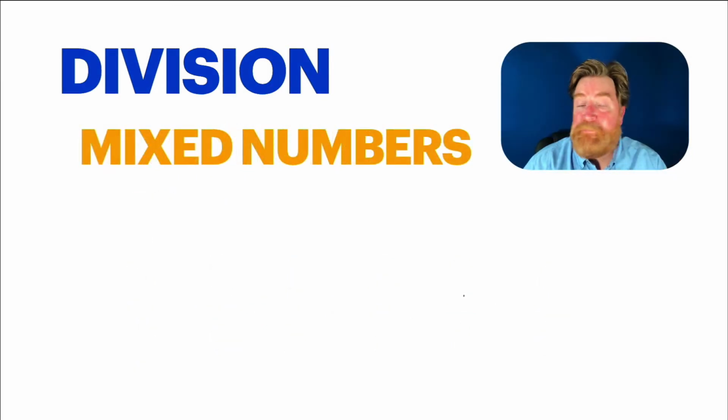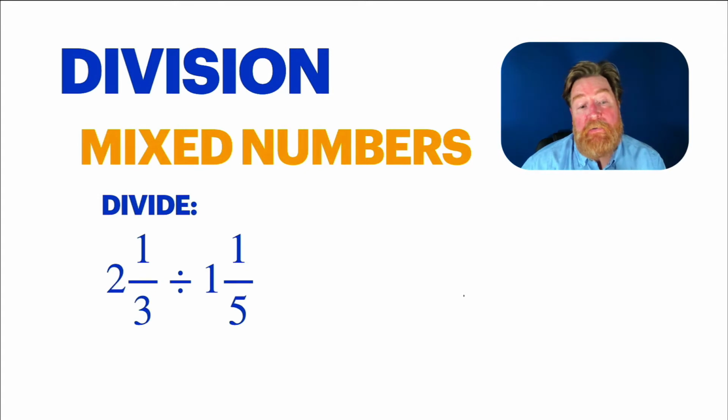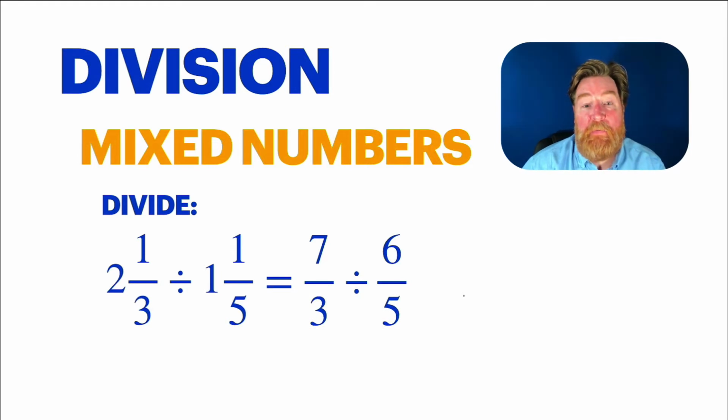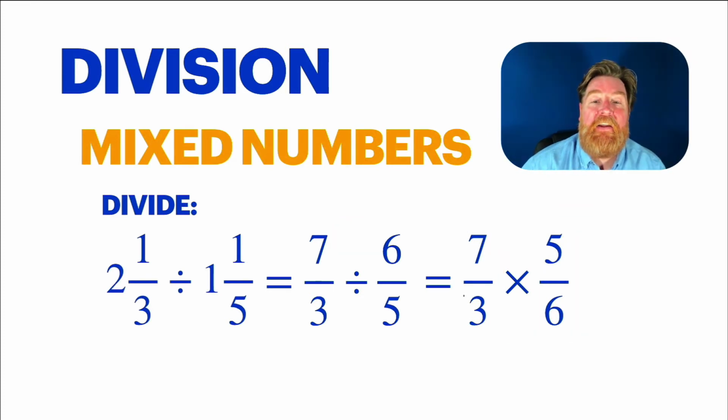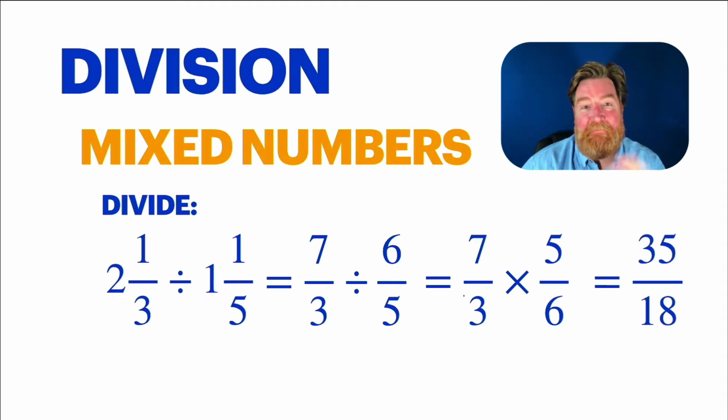Mixed numbers? Well, you know the deal. We don't operate on them. So if you want to do 2 1/3 divided by 1 1/5, immediately convert them into fractions, and then we're back to normal. So to divide by 6/5 is the same as multiplying by its reciprocal, 5/6, straight across, 35/18, and we got it.